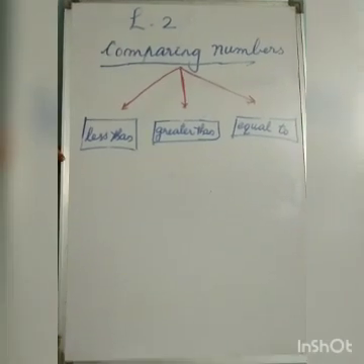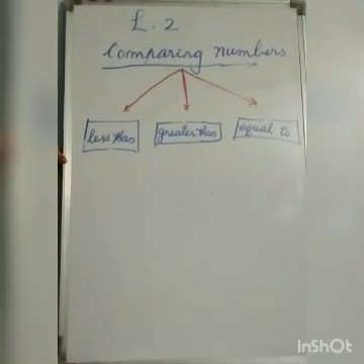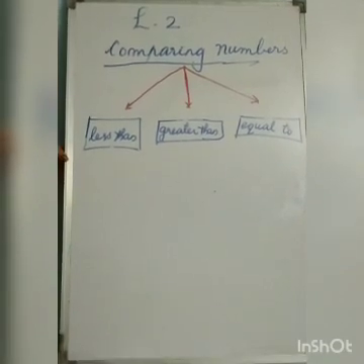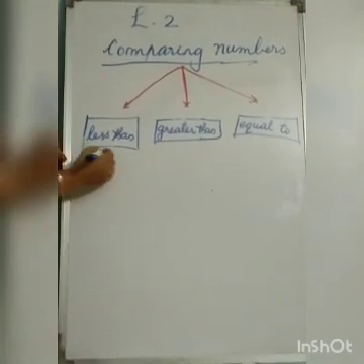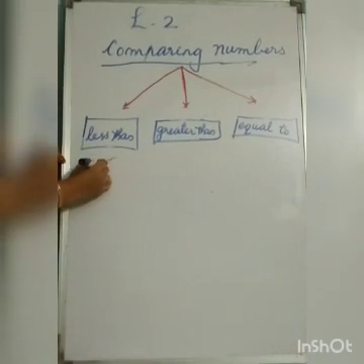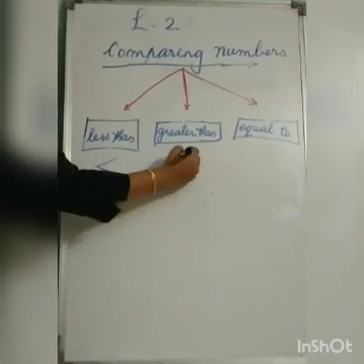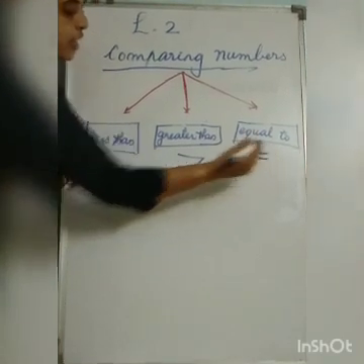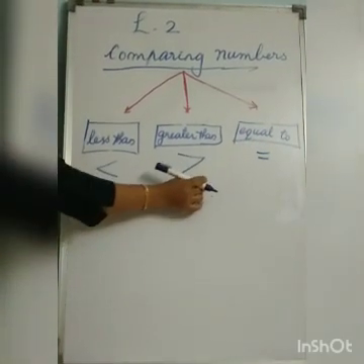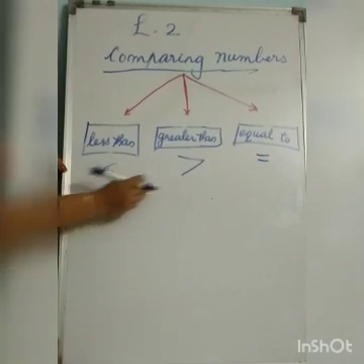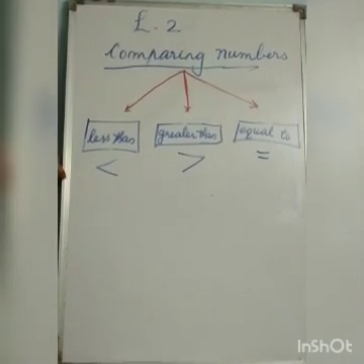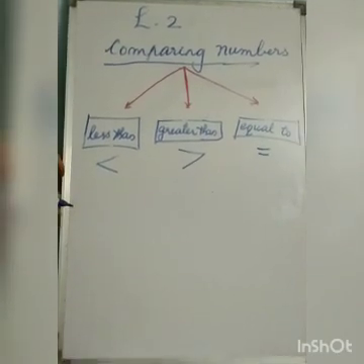There are three different symbols that are used to compare the numbers. Children, do you know which are these symbols? For less than, for greater than, for equal to, we use these symbols. We learned these symbols in smaller classes. When we compare numbers, we are telling about their sizes.